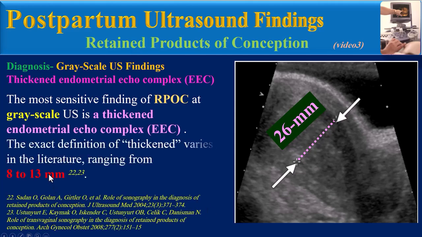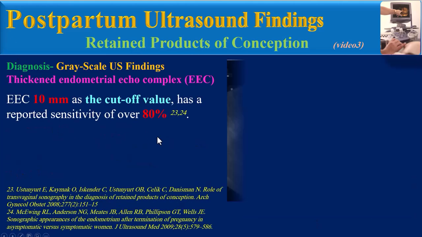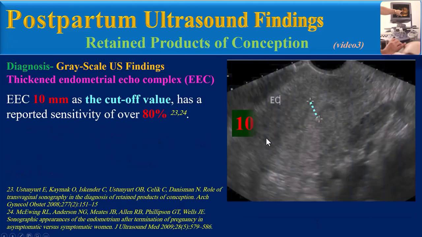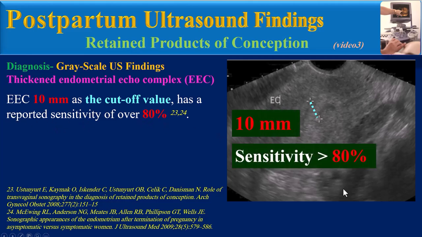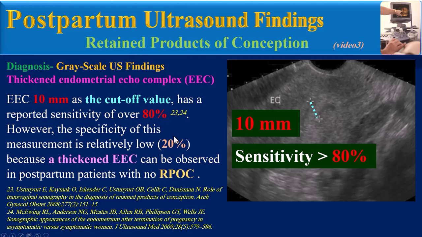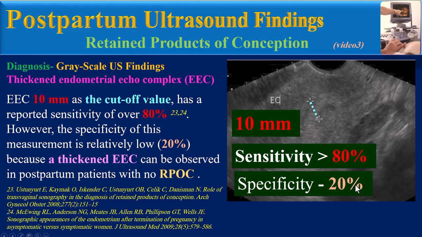According to some studies, the exact definition of thickened endometrium varies in the literature, ranging from 8 to 13 mm. But an EEC of 10 mm as a cutoff value has a reported sensitivity of over 80%. However, the specificity of this measurement is relatively low, about 20%, because a thickened EEC can be observed in postpartum patients with no RPOC.